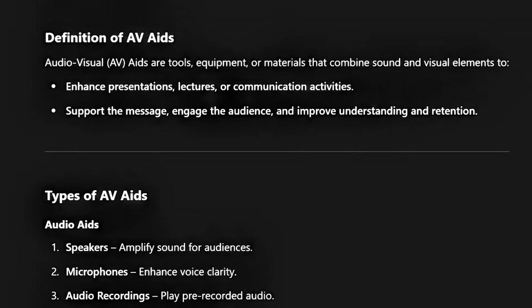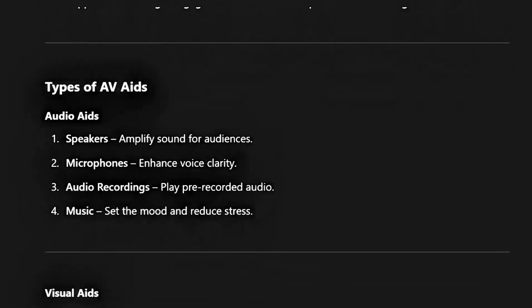Definition of AV aids. Audiovisual. AV aids are tools, equipment, or materials that combine sound and visual elements to enhance presentations, lectures, or communication activities, support the message, engage the audience, and improve understanding and retention.